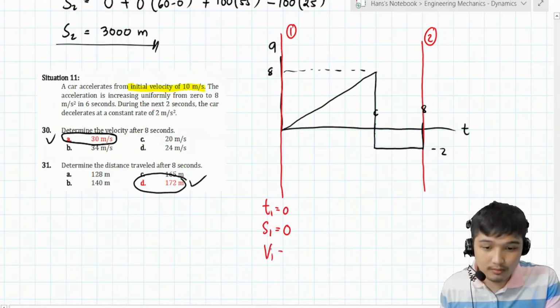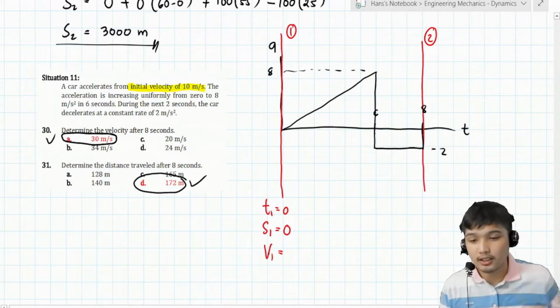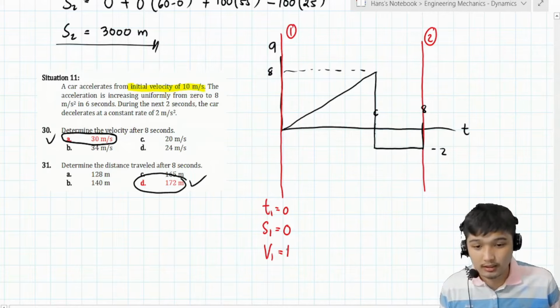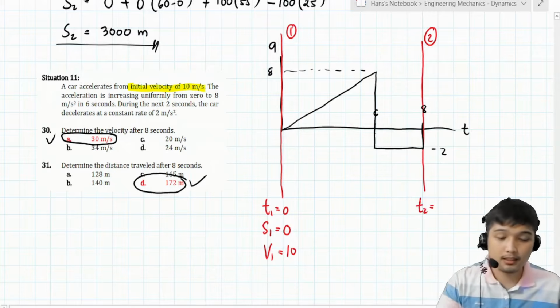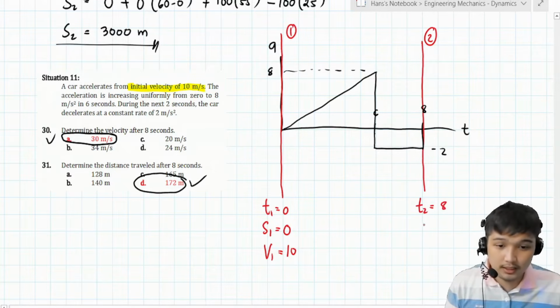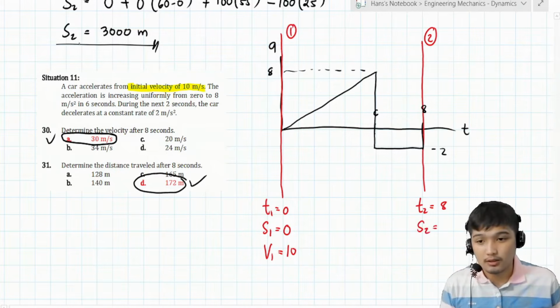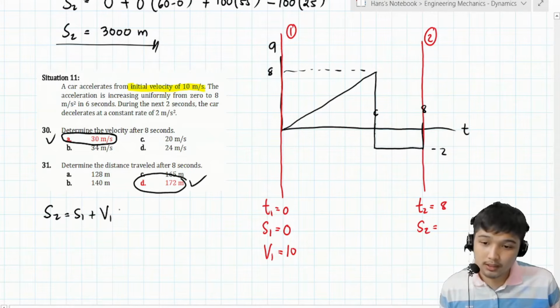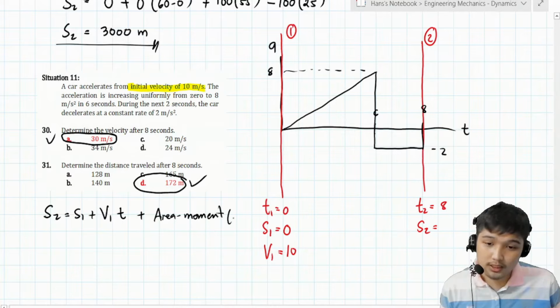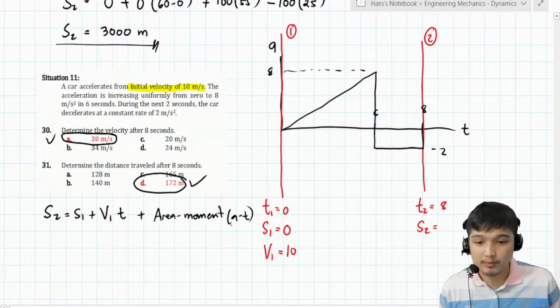And then what is V1? Wala bang sinabi? Meron. Ayun nga, naka-highlight guys, no? The initial velocity is 10 meters per second. So 10 ito. So at T2, kita pa ba? Okay, kita pa. So this one is after 8 seconds. So what is S2? Ayun ang tinatanong. So ano nga ulit ang formula? S2 equals S1 plus V1 times the time interval T and then plus the area moment of the acceleration time diagram between that time interval.